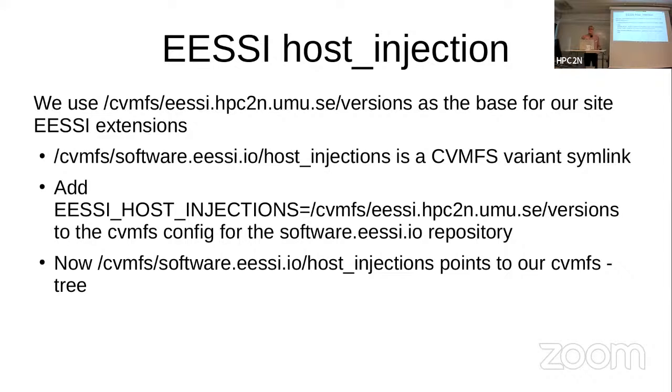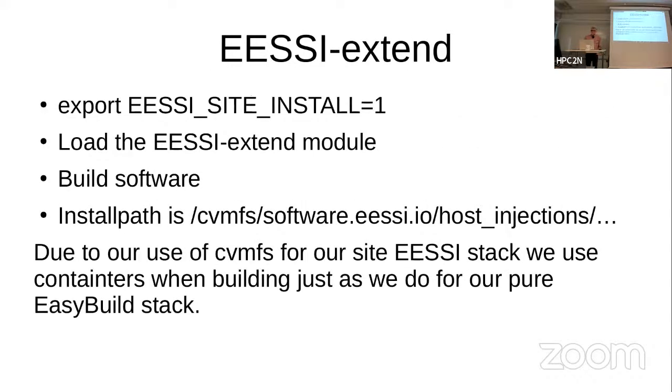Since we are using CVMFS, we are using CVMFS again for this. The host injection link in Easy is in a CVMFS variant symlink, which means that it's configured where it is. So we just make it point to our tree. Not a big problem. Then when you want to install software, you set that environment variable, load the module, build, and it's available, and the module tree works as it should.